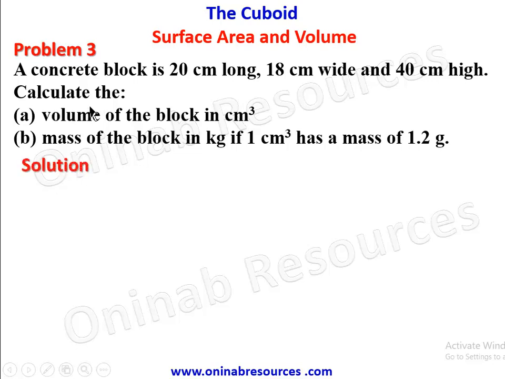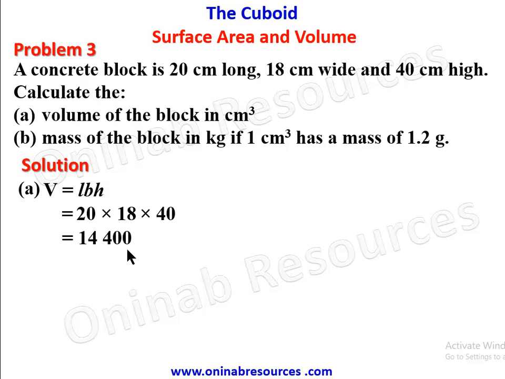So in our solution, we have to find the volume first, and we know volume is length times breadth times height, and that gives 20, which is the length, times 18, which is the breadth, times 40, which is the height. And this is 36 times 4. It's as good as saying 72 times 2, which is 144. We add the 2 zeros, we have 14,400 cubic centimeters. We've done justice to problem 3a.